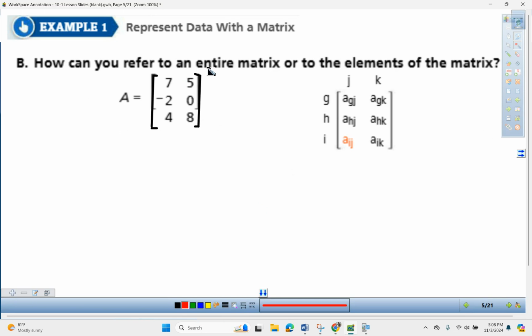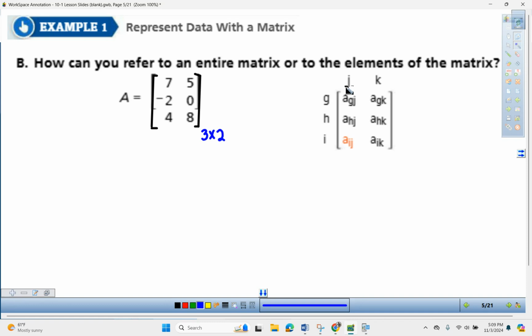Okay, so you can refer to an entire matrix or to an element of a matrix. Okay, so this whole matrix is matrix A, and what are the dimensions of this matrix? It is 3 rows by 2 columns. Okay, 3 rows by 2 columns. So that's a matrix with 3 rows and 2 columns. Now, they have this generic setup to help us understand the elements. Each number that's in the matrix is called an element. Okay, and these letters are not standardized by any means.